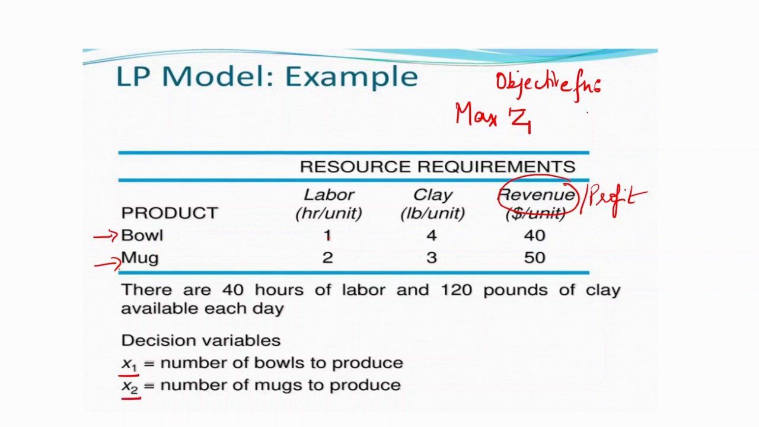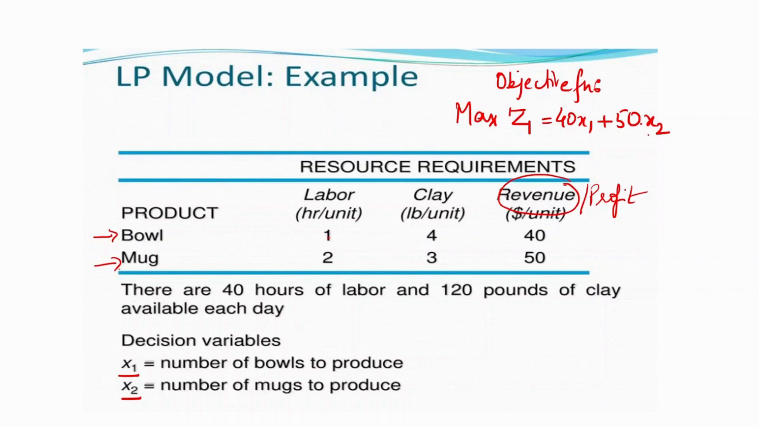Now when we are talking about the profit, the revenue given for 1 unit of bowl is 40. So for X1 units, it would be 40 X1. Then for mugs, it is $50 per unit. So for X2, the number of mugs, it would be 50 X2. So this becomes my objective function.